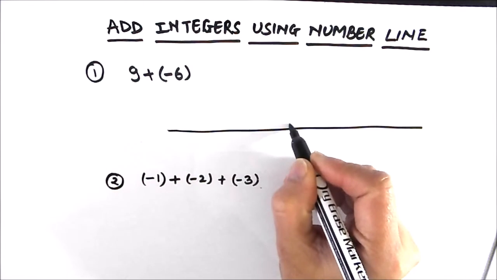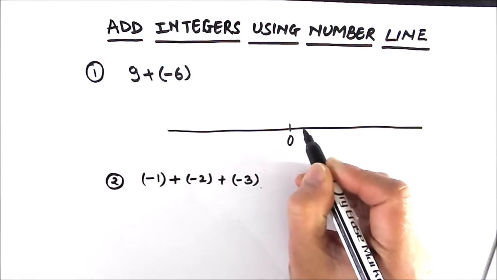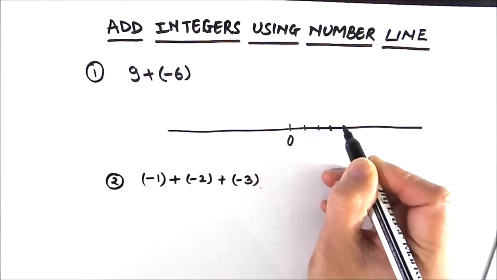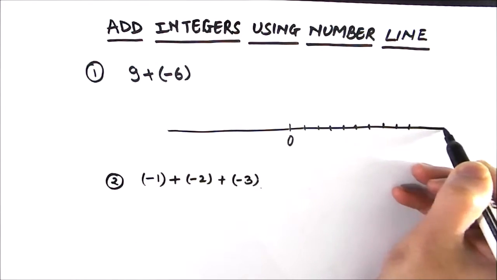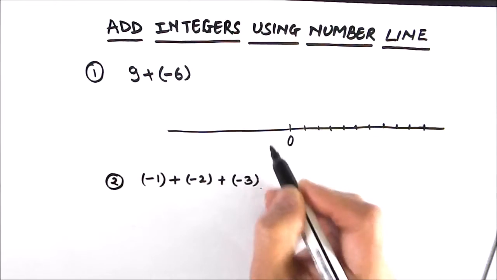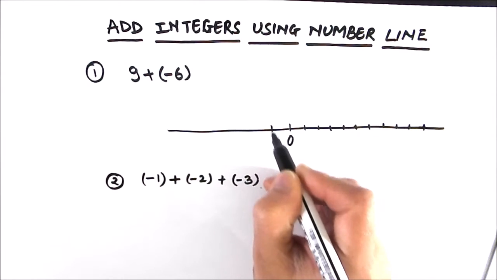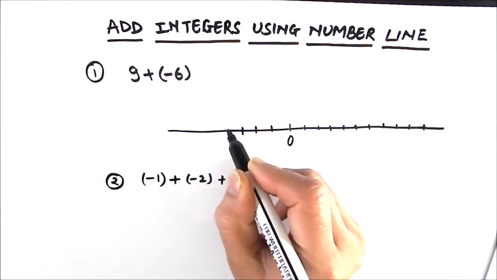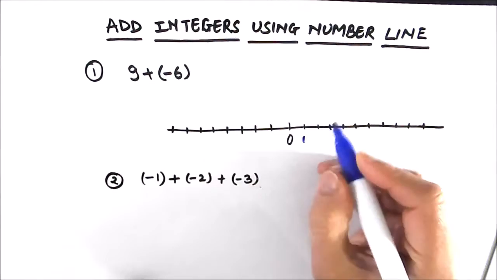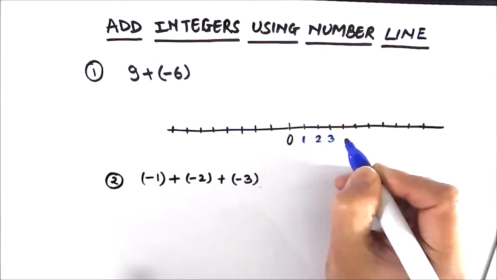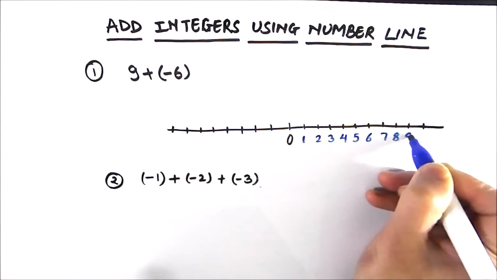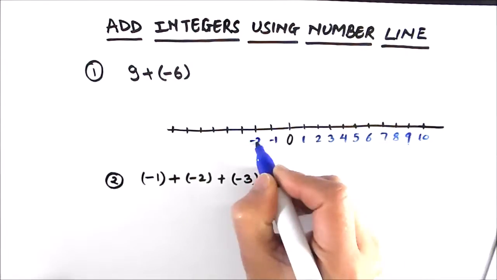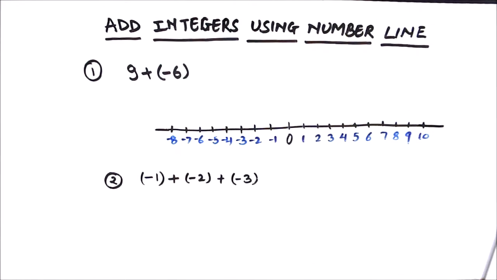First we'll make a number line indicating 0, 1, 2, 3, 4, 5, 6, 7, 8, 9, 10 on the positive side, and we'll make the same markings on the negative side: 1, 2, 3, 4, 5, 6, 7, 8, 9, 10. Our number line is marked.